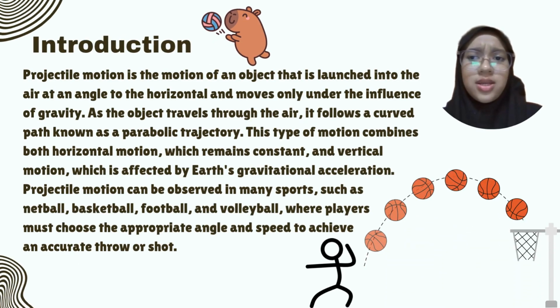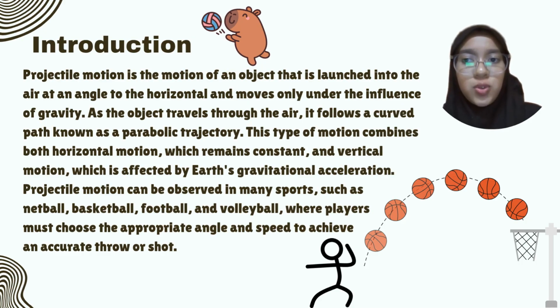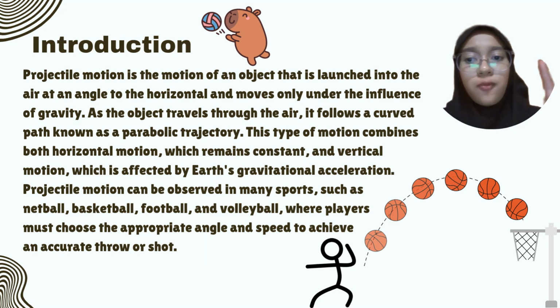So, what exactly is projectile motion? Now, let us explain the introduction to you. Projectile motion is the motion of an object that is launched into the air at an angle and moves under the influence of gravity. As the object travels through the air, it follows a curved path known as a parabolic trajectory. This motion consists of two components. The first is horizontal motion, which remains constant, and the second is vertical motion, which is affected by gravity.